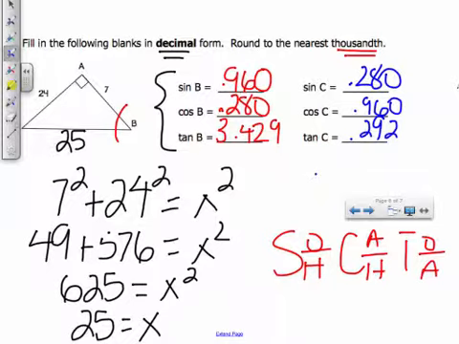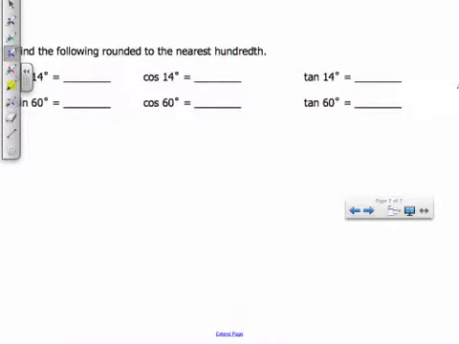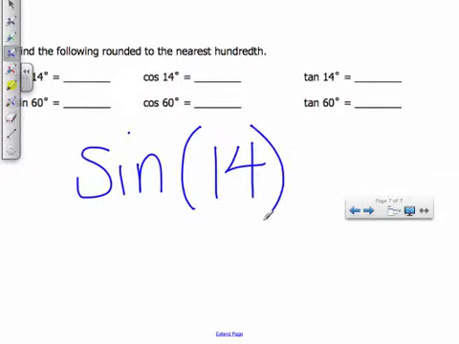All right, lastly, find the following rounded to the nearest hundredth. You literally just have to type it into your calculator. So you're going to type in SIN, open up your parentheses, type in 14, close them, press enter, and you should end up getting 0.24 rounded to the nearest hundredth.